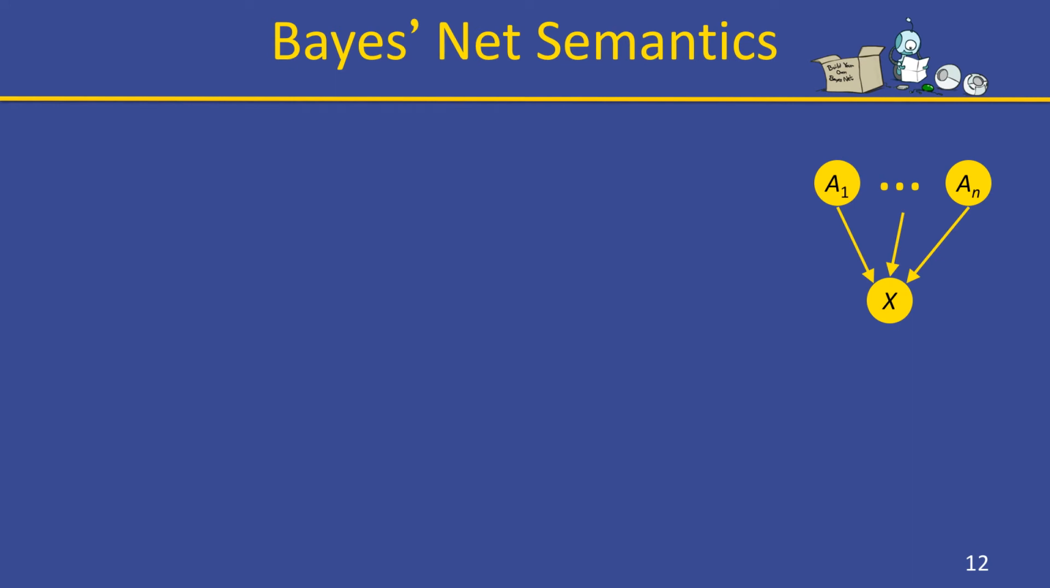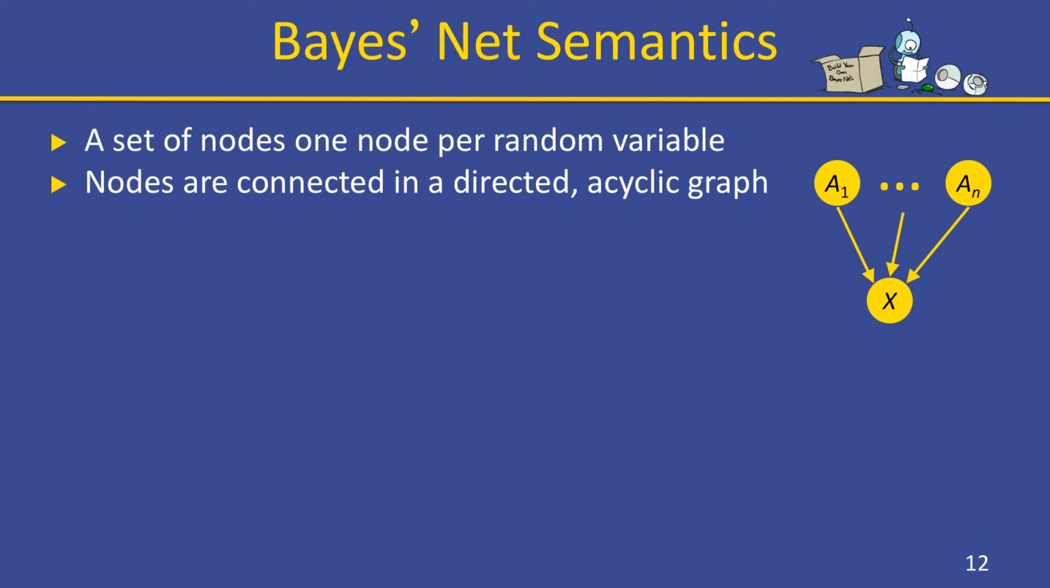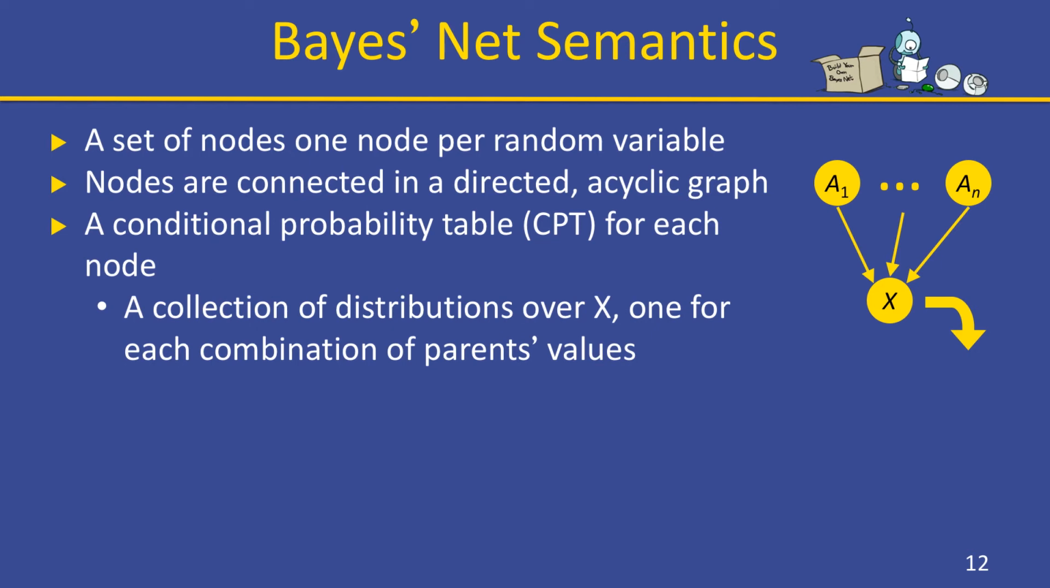So now we're ready to formally define a Bayes net. A Bayes net includes 3 different things. It includes a set of nodes, 1 node per random variable. These nodes are connected in a directed acyclic graph. There should be no cycles in the graph. So we've already seen this graph with the nodes and the arcs between the nodes, but now we're going to add one more thing. We're going to add a conditional probability table for each node. So with each node, we're going to associate a CPT, we call it, a conditional probability table.